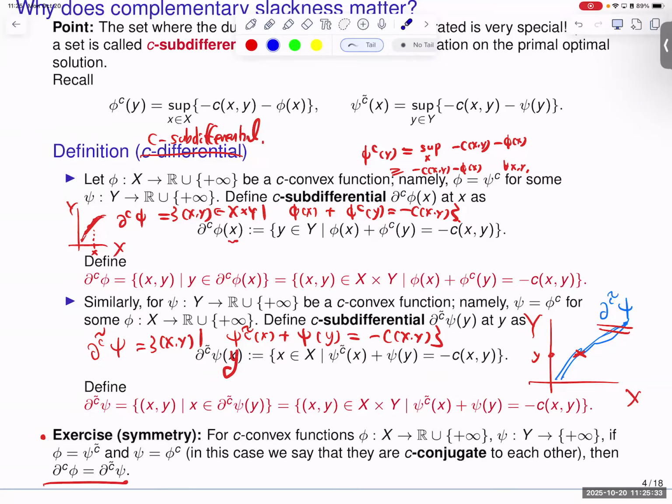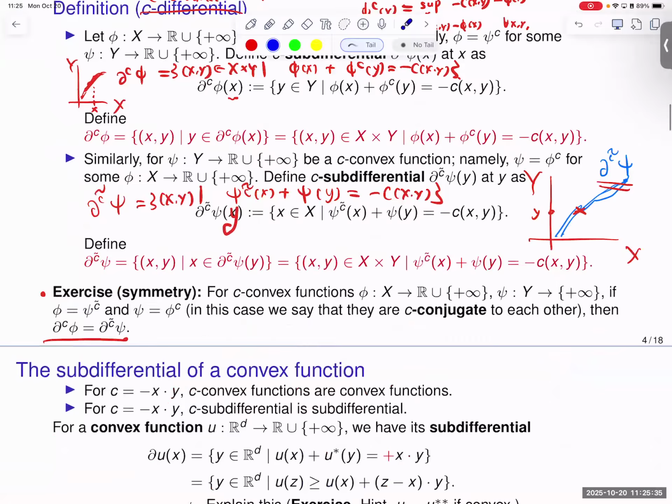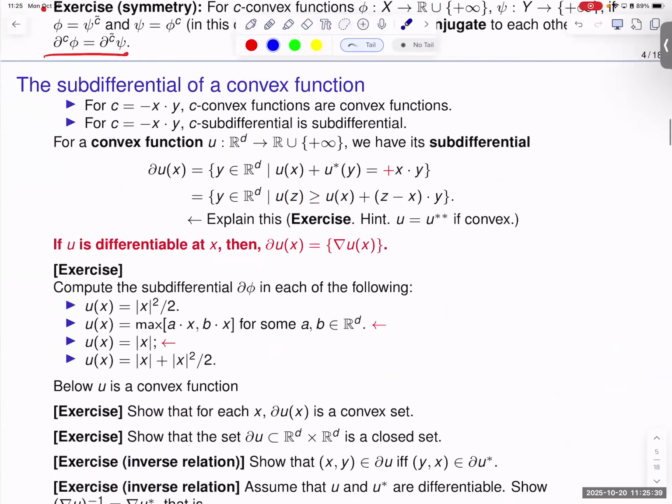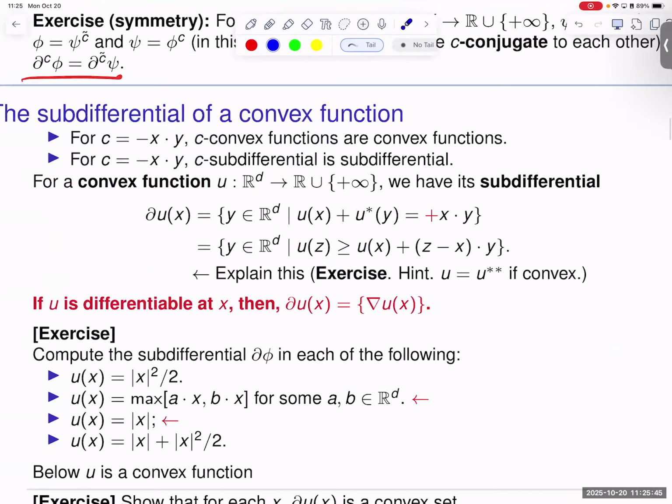Okay, good point. Now what's the relation between subdifferential and C subdifferential? The short answer is that when we have the dot product cost function, then the corresponding C subdifferential is exactly the same as the subdifferential.